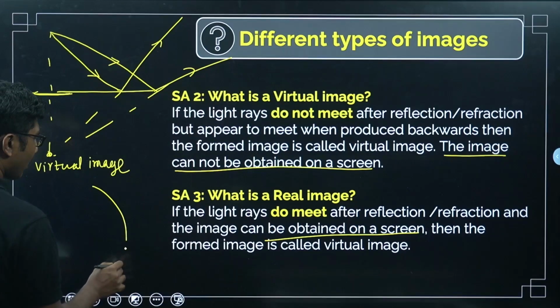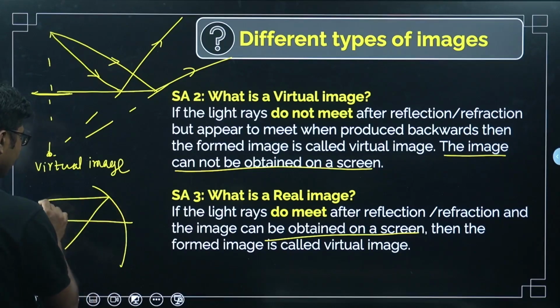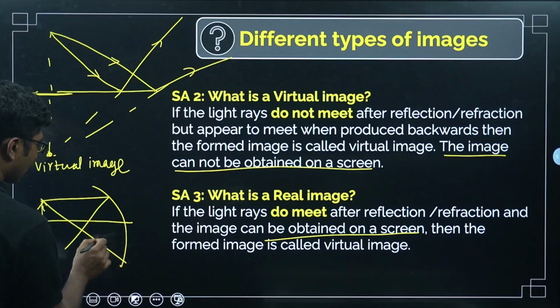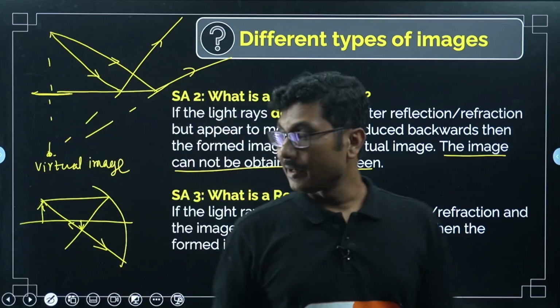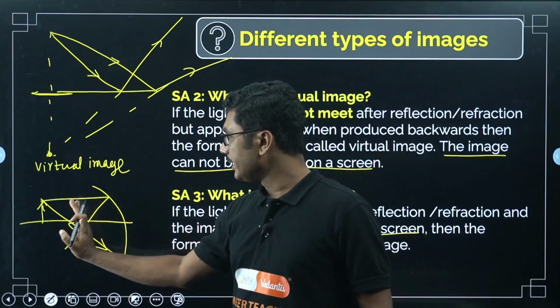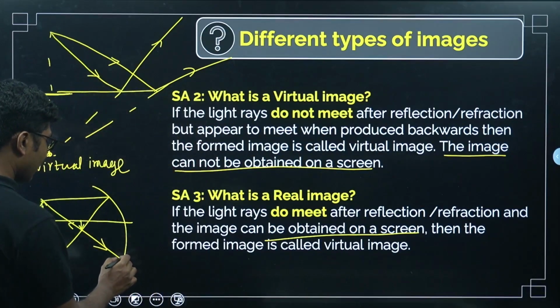After reflection or refraction, if the rays do meet at some point and you get an image which can be obtained on a screen, so if you place a screen here, you can get the image here. So that is called a real image, right?